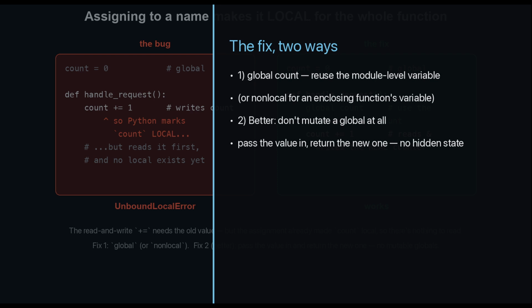There are two fixes. The direct one: add the keyword global count at the top of the function, which tells Python not to invent a local but to use the module-level count. If the variable lived in an enclosing function instead of at module level, you'd use nonlocal for the same effect. But the cleaner fix is to avoid the global entirely. Don't have a function reach out and mutate shared state. Take the value as an argument and return the new one. No hidden globals, no scope surprises, easier to test. Let's apply both.